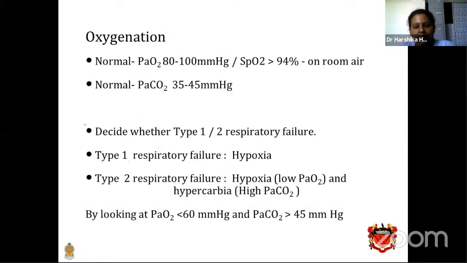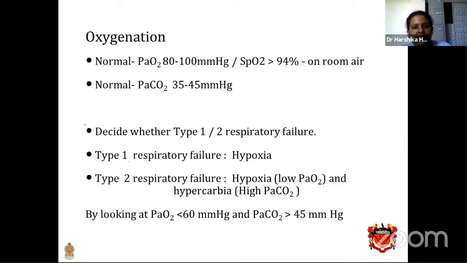Right. In a patient who has normal lungs and is breathing room air, the saturation will be more than 94%. And that patient will have a PO2 of about 80 to 100 millimeters of mercury. Similarly, the patient will have a PCO2 of 35 to 45 millimeters of mercury. So those are the normal values in a patient who has normal lungs breathing room air.